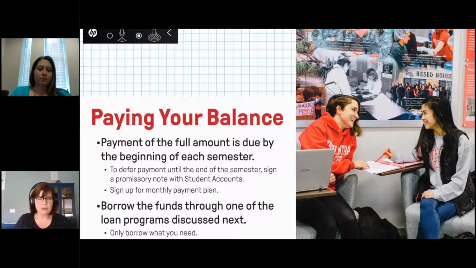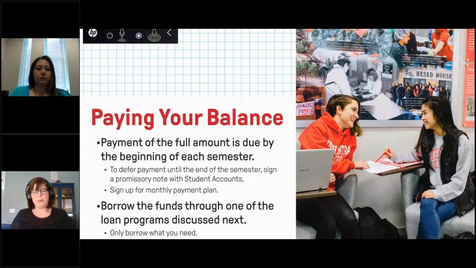Paying your balance due. At North Central, payment is due in full at the beginning of each semester unless you make alternate arrangements with student accounts. Student accounts does offer a plan called a business office promissory note to defer your payment until the end of the semester. We also participate in a monthly payment plan with a third-party vendor. So that's an option to spread your payments over the course of the semester.